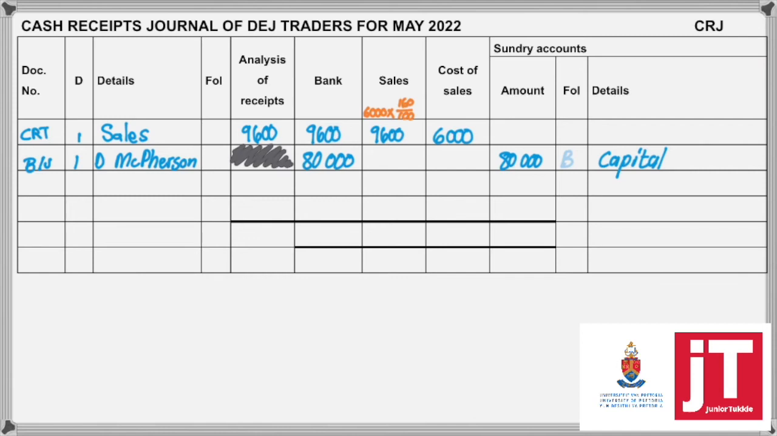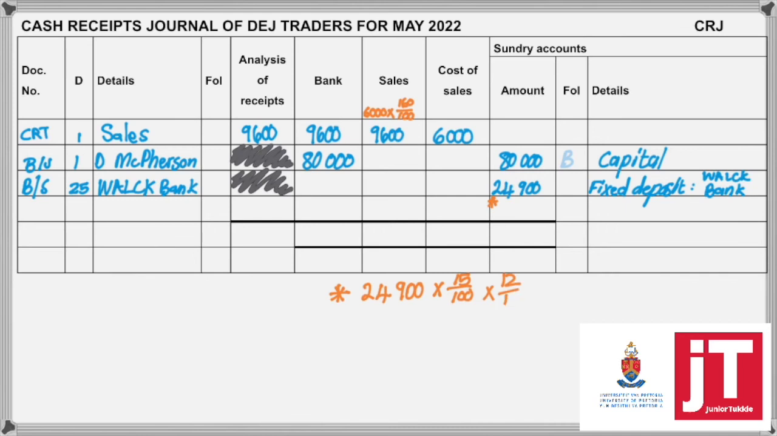Please remember to fill in your folios, even though it's not asked, to get into the habit. Capital will link to a balance sheet account, so B for balance sheet accounts. Then the next one, we received a payment from Walk Bank, and that was in terms of the fixed deposit of 24,900. But we also had to calculate and record the interest that we earned.